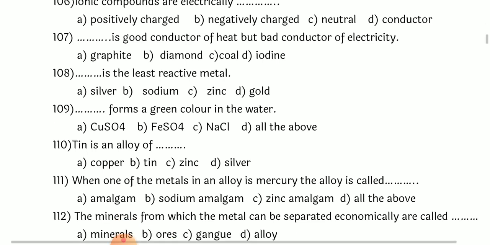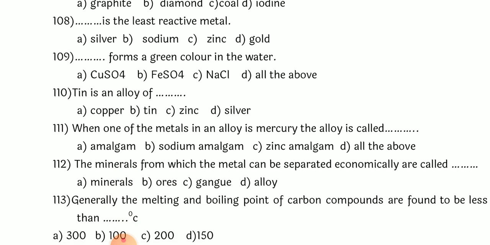So gold is the least reactive metal. So that is option D. FeSO4, ferrous sulfate, forms a green color in water. This also you have seen while we were doing the experiment. Ferrous sulfate is light green in color, correct?